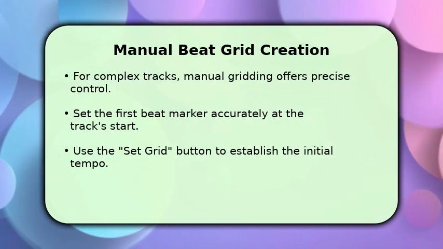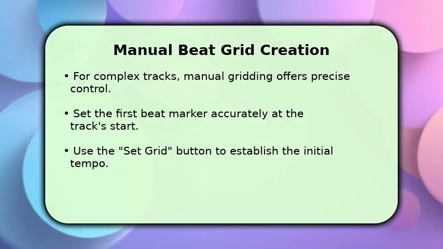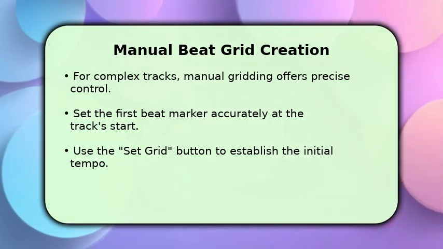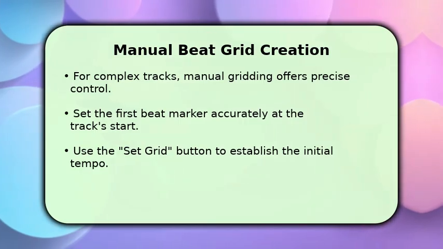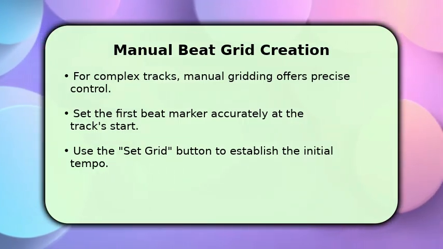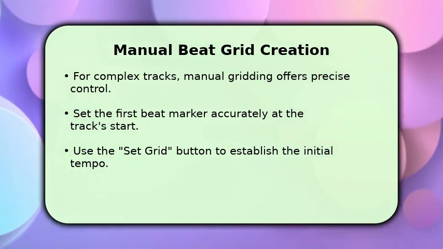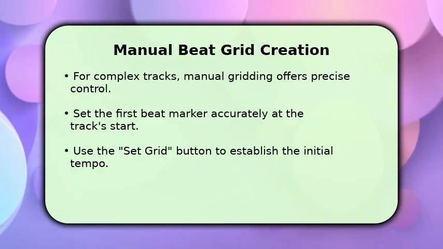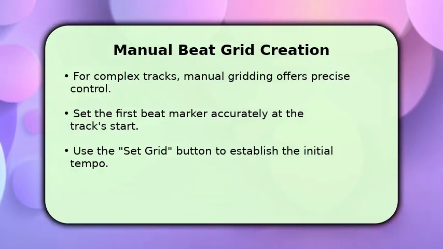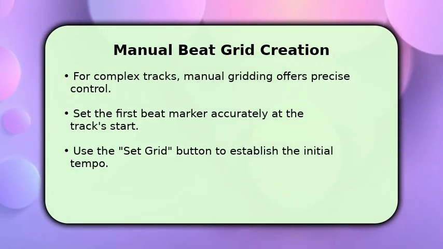For tracks with irregular tempos or complex structures, manual beat gridding is key. Begin by setting the first beat marker precisely at the very start of your track's first beat. Then, use the Set Grid button to establish the initial tempo. If the track's tempo changes, you can expand or contract the grid in different sections to ensure every part of the song is perfectly aligned. This method provides maximum accuracy.